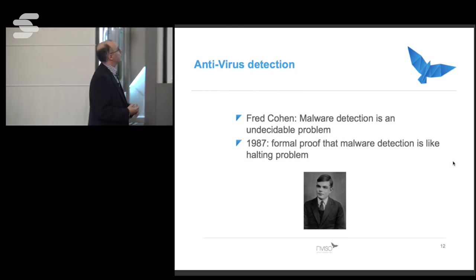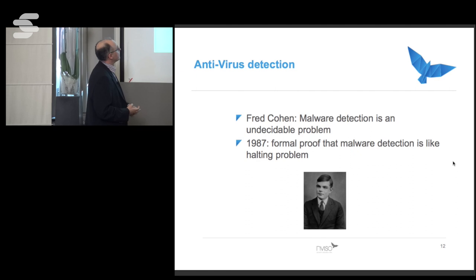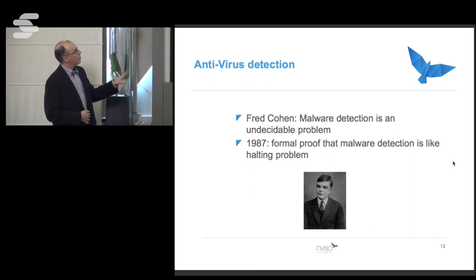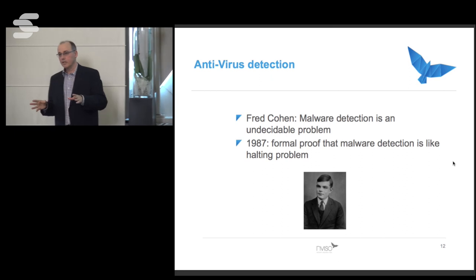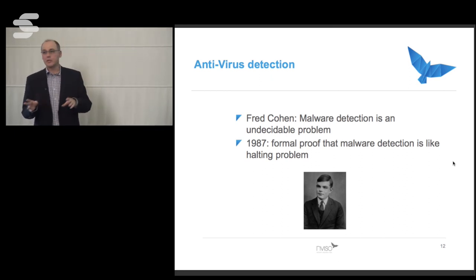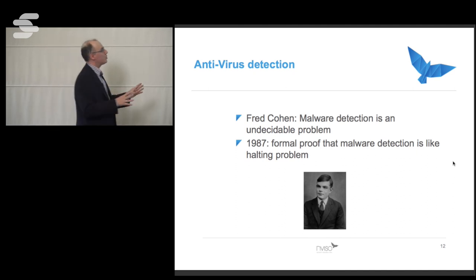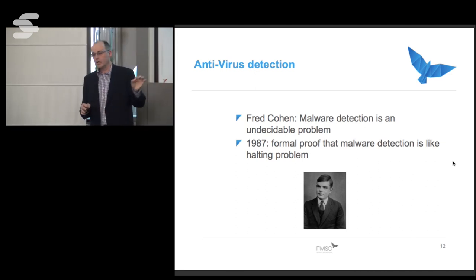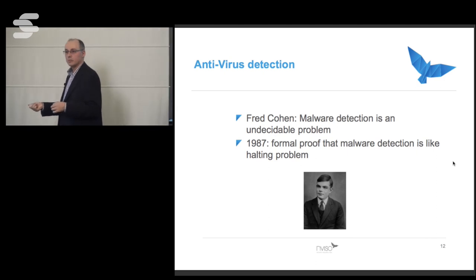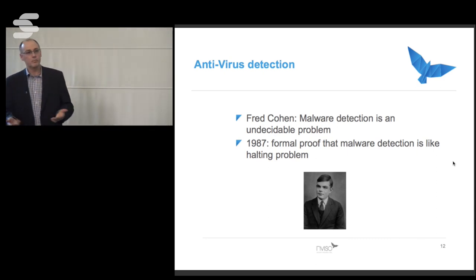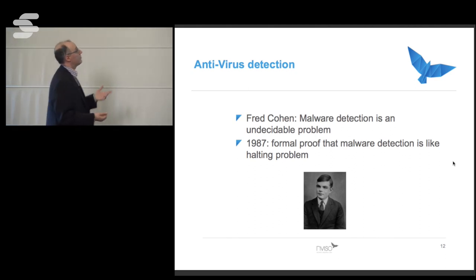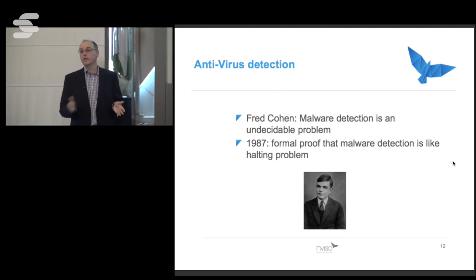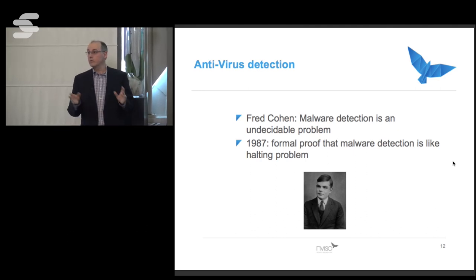Now, in '87, Cohen was able to come up with a formal proof that virus detection is actually a special case of the halting problem. So he was able to write out a formal proof that to detect a virus is actually the same as to decide if a program stops or not. And we know that with the halting problem, that is impossible. So the conclusion: for an antivirus, it is impossible to decide for all malware if it is malware or not. Not from a practical point of view, but from a theoretical point of view.